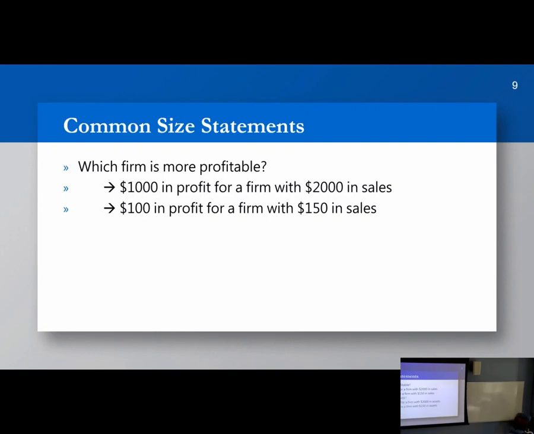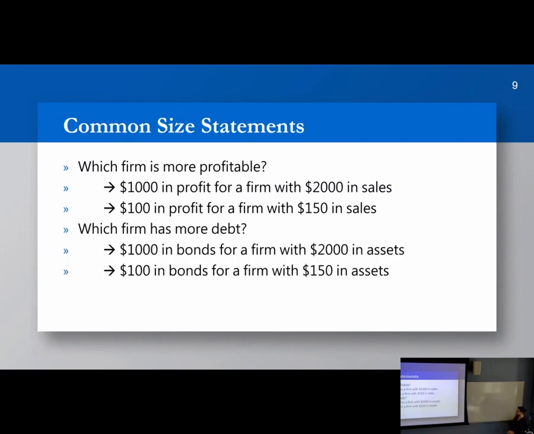What about which company has more debt? Let's say $1,000 in bonds with 2,000 overall in assets, so 50% indebted, or $100 in bonds, 150 in assets, 2/3 indebted. Which one of these companies has more debt?